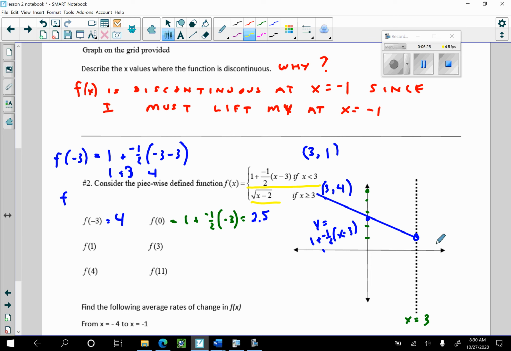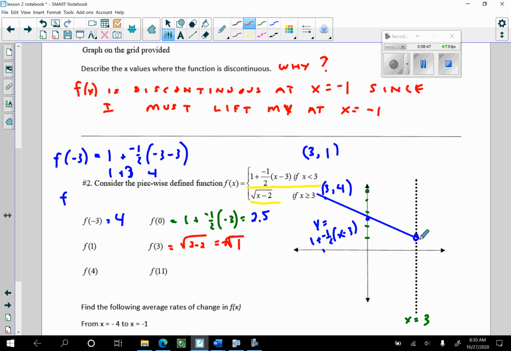I'm only going to want this part of it right here. Well, and we can figure out what it is. Hey, what is it at f of 3? Let's figure out what it is at f of 3. We're going to make this part in red. It's going to be the square root of 3 minus 2, which is the square root of 1, which is 1. So this point is 3 comma 1.